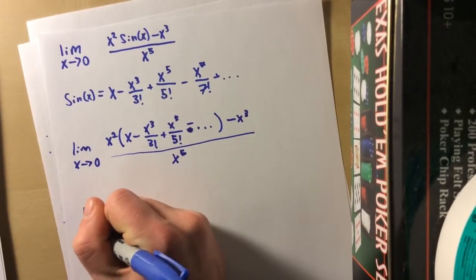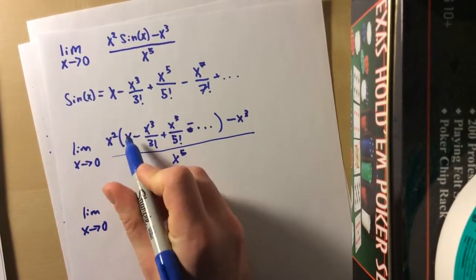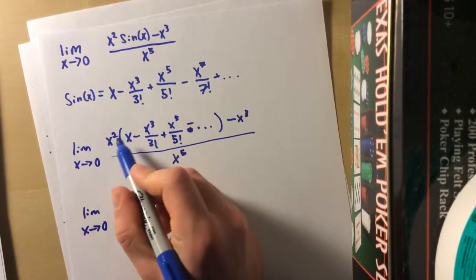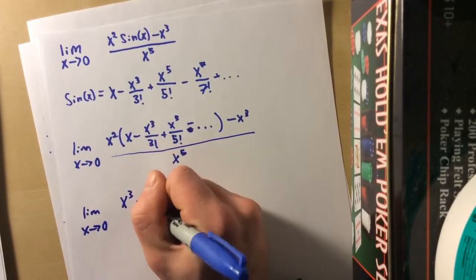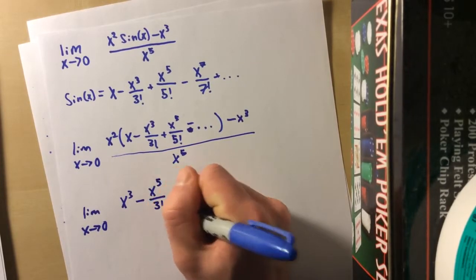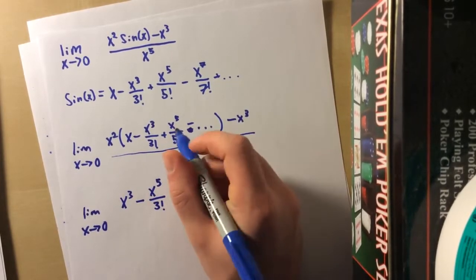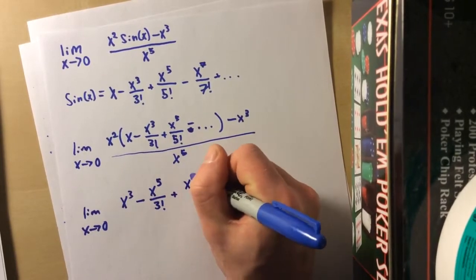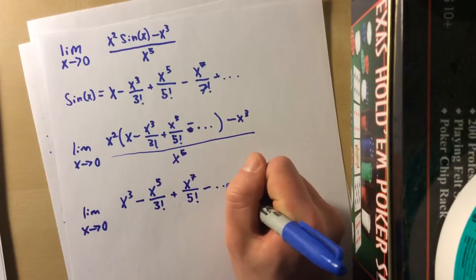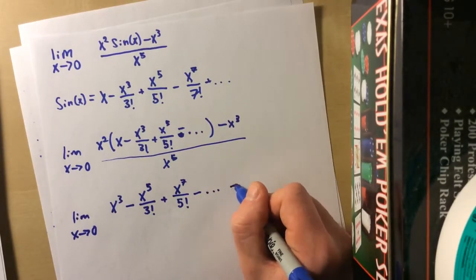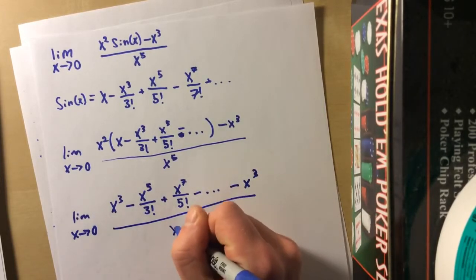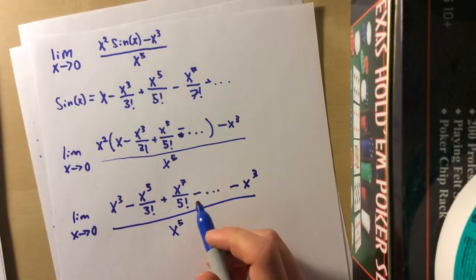So watch this. Well, x squared times x, that's just x cubed, minus x squared times x cubed, that's x to the fifth over 3 factorial, plus x squared times x to the fifth, that's x to the seventh over 5 factorial, and then dot dot dot, and then we're going to subtract an x cubed and divide all that by x to the fifth. Something pretty neat happens right there.